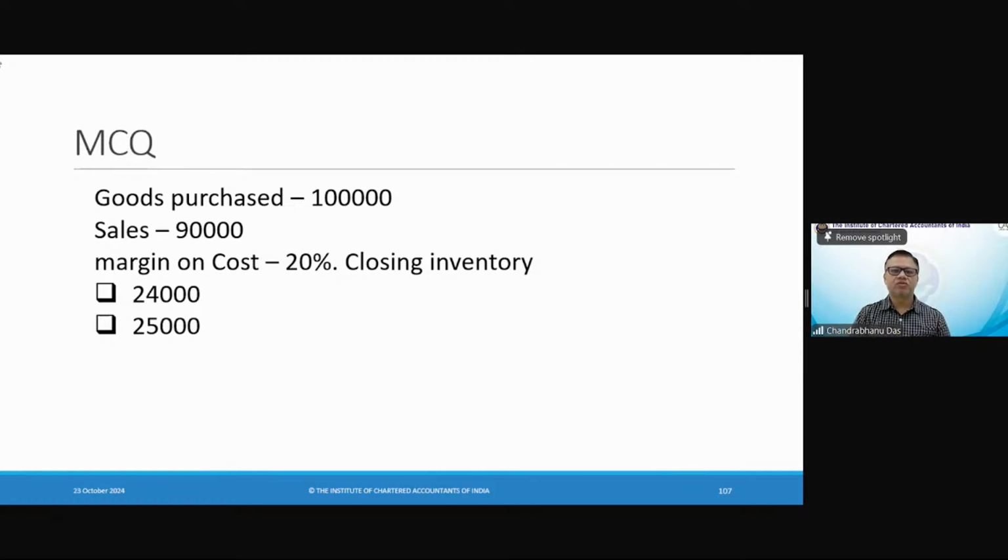This one, what would be the closing inventory? Goods purchased is 1 lakh, sales 90,000, and margin on cost is 20%. What should be the closing inventory?